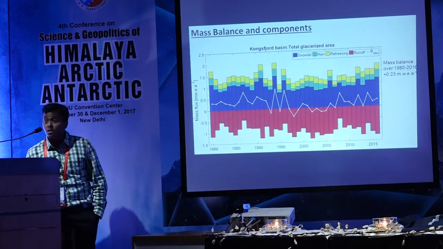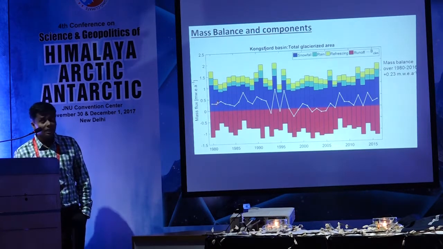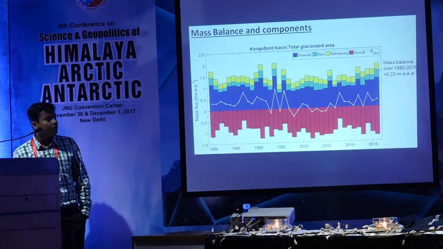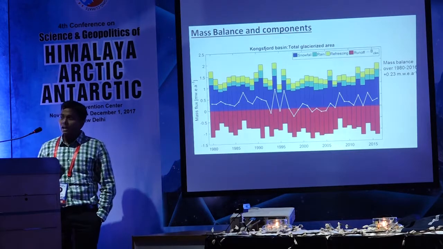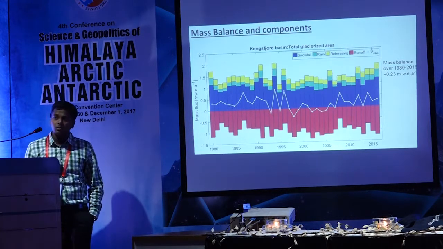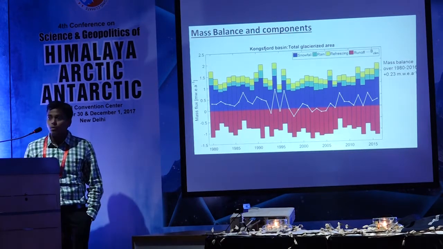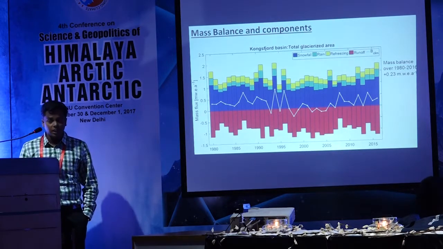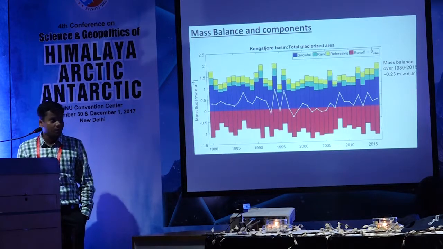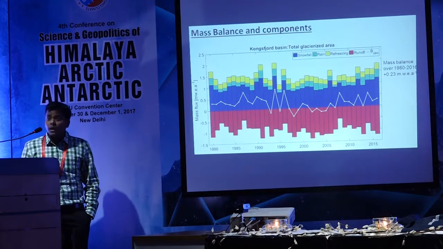If we look at the mass balance of the entire glacier-rich area, we see the mass balance is positive, but it shows a somewhat declining trend from 1980 till 2005. But after 2005, we found a slight positive trend, and that is because in the last 5-10 years, the precipitation in Svalbard has increased significantly, and that is why we found a bit more positive mass balance. Although we didn't find any change in runoff and melt. But although we find positive mass balance in this area, we find wide variability.